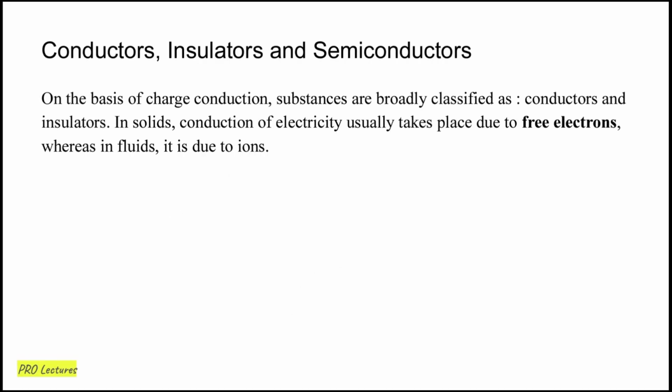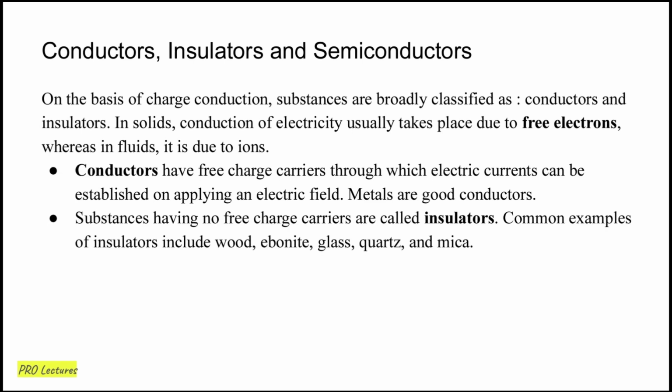Now let's move on to the behavior of substances in an electric field. Based on charge conduction, substances are broadly classified as conductors and insulators. In solids, conduction of electricity usually takes place due to free electrons, while in fluids it's typically due to ions. Conductors, like metals, have free charge carriers which allow electric currents to flow when an electric field is applied. On the other hand, insulators are substances that have no free charge carriers, meaning they do not conduct electricity. Common examples of insulators include wood, ebonite, glass, quartz, and mica.